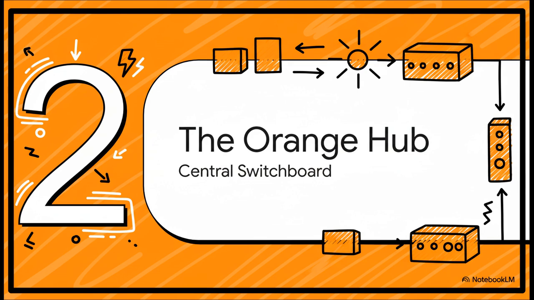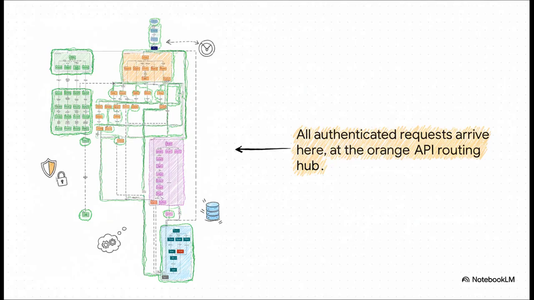All right, you're past the gate. You're in. Now what? Well, your requests don't just wander around aimlessly. They all have to report to a central hub. Think of it like a busy telephone switchboard or an air traffic control tower. And there it is on our map. You can see how all the traffic that gets the green light from security flows right into this orange section, the API request and routing hub. This is pretty much the nerve center for the entire operation.